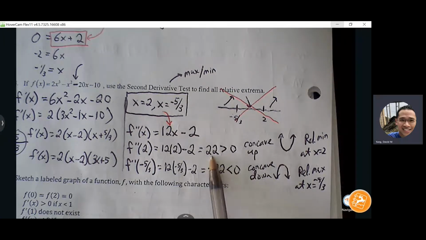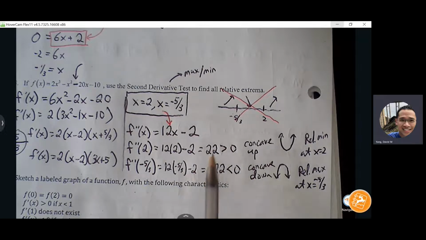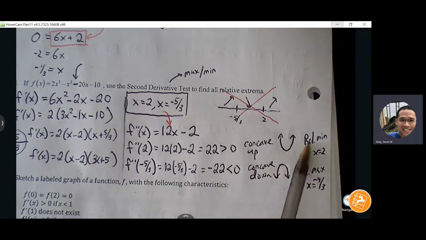If you don't verbalize it and draw a picture, you may make a mistake, because the tendency is that students see that 22 and think, oh, positive, that must be a bigger number, it must be relative max. Oh, negative is smaller, that must be relative min. And that's where students mix it up. But if you can verbalize it, oh, this is concave up, and I can make that decision.